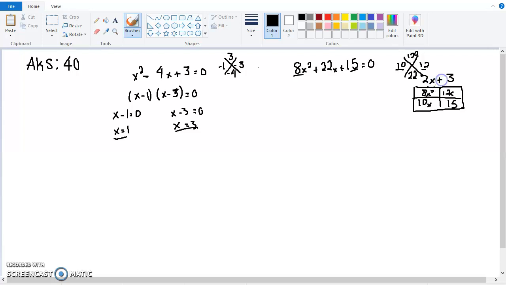It's gonna be 2x plus 3. And what 8x squared and 12x have in common is 4x. And then 10x and 15 have 5 in common. So what it looks like when you're going to write it over here is 2x plus 3, and then you have 4x plus 5 over here.